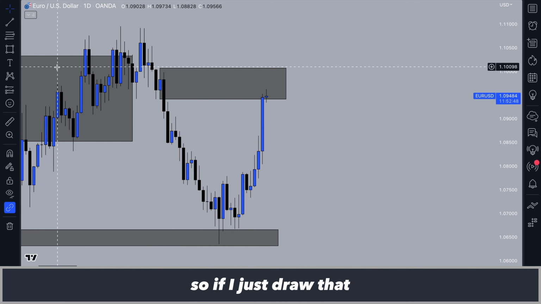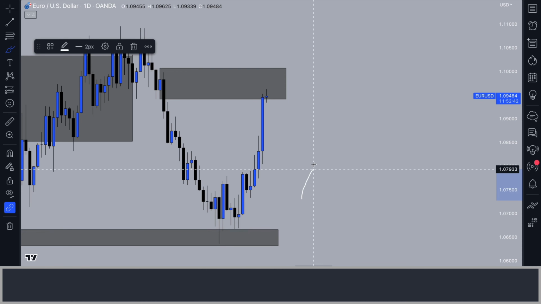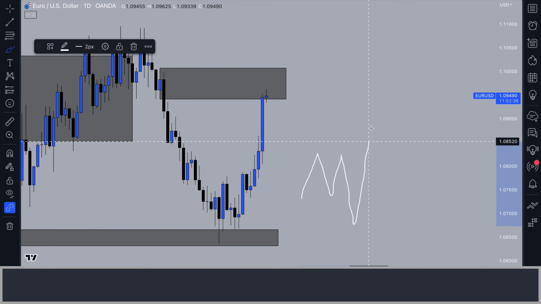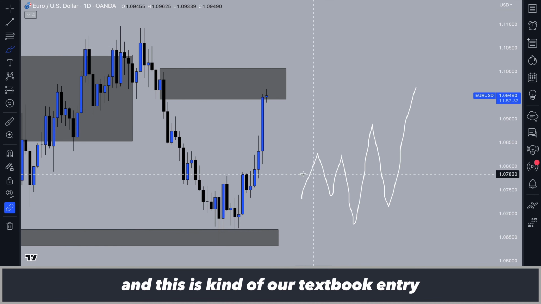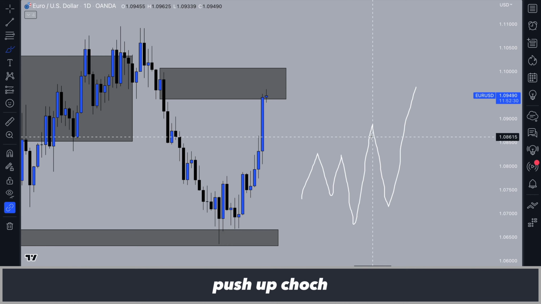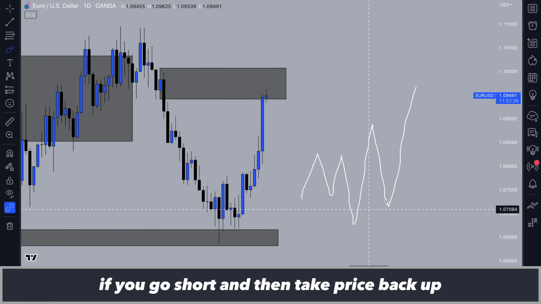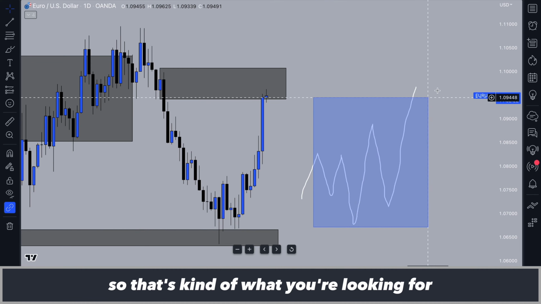If I just draw that, you can see that this is kind of what you're going to see, and you get a pullback, and this is kind of our textbook entry. You know, you get a liquidity grab, push up, change of character, and then pull back to the demand zone, or supply zone if you're going short, and then take price back up. So that's kind of what you're looking for.